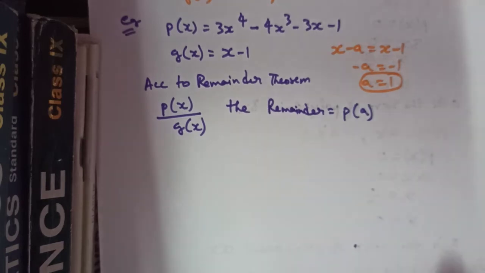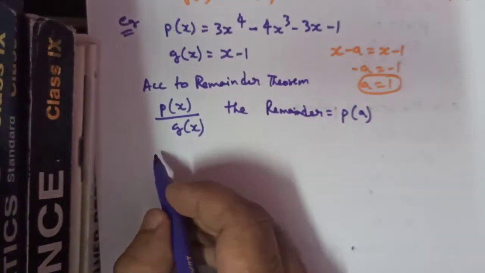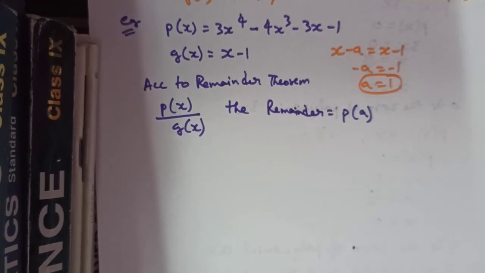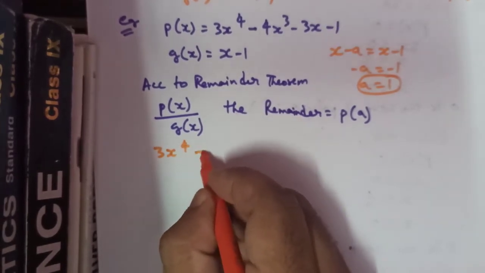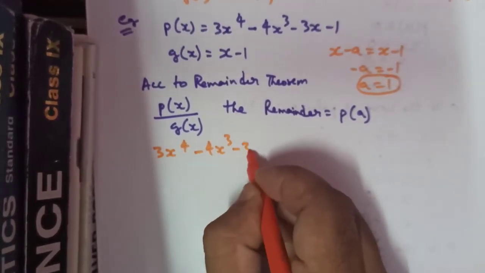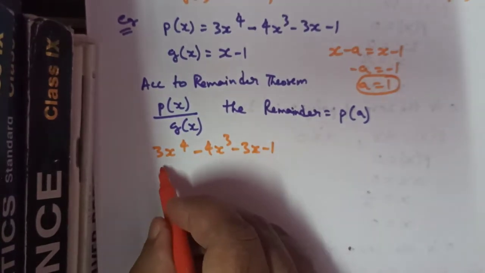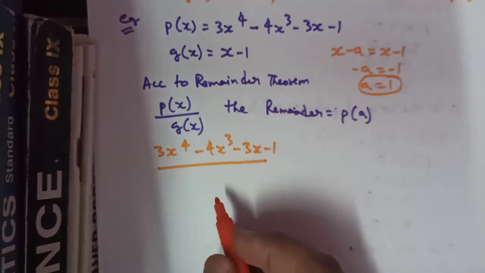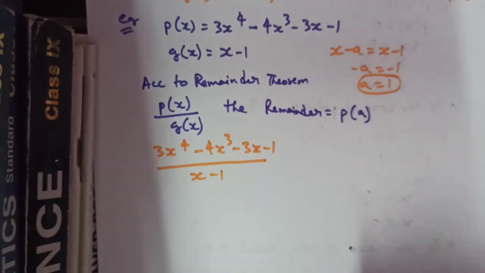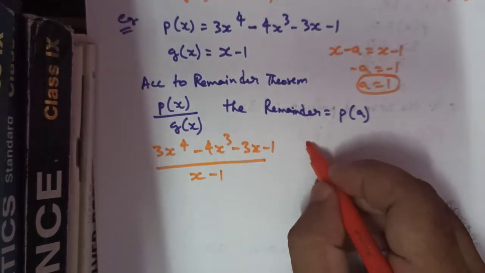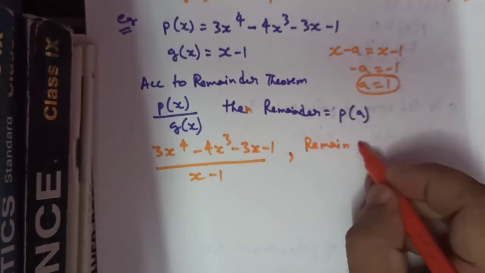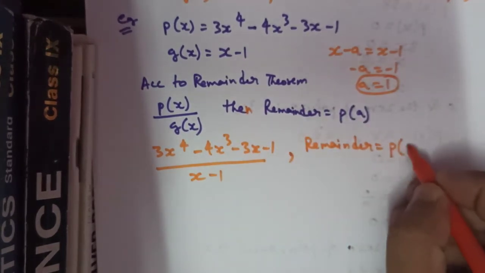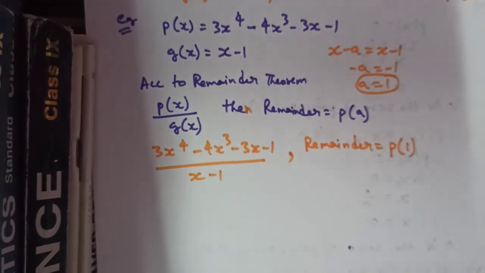So let us check whether it is so. That means here the polynomial p(x), what is the polynomial p(x) here? The polynomial p(x) here is 3x power 4 minus 4x cube minus 3x minus 1. And if we are dividing it by x minus a, that is here x minus 1, then the remainder is equal to p(a), that is p of 1. Here, since the value of a equals 1, that is p(1). So we can calculate the value of p(1) over here.